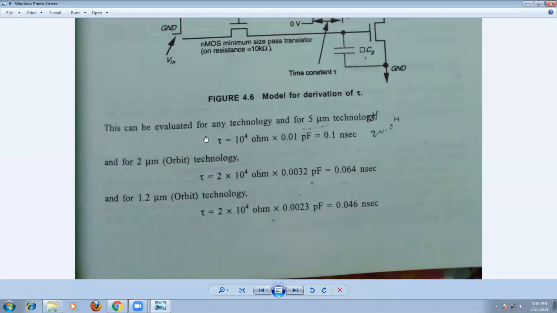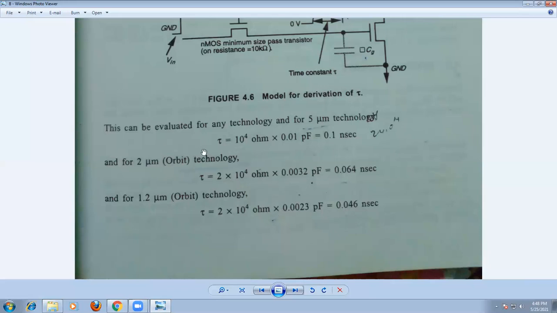As the technology advances, the size of the transistor reduces, and at the same time the delay also decreases. So as the technology advances, speed increases. Remember that point in this case. Then let's go to the next topic.